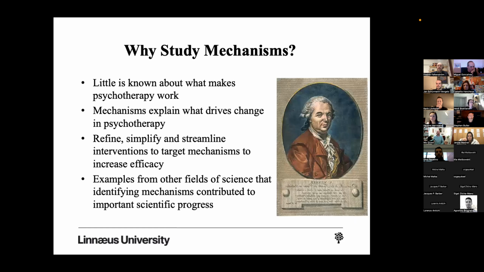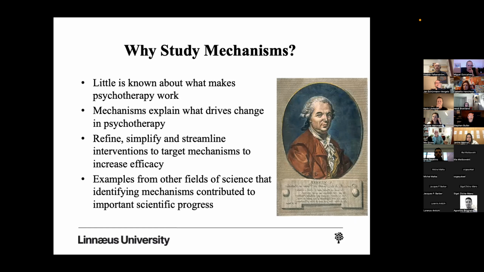We don't know that much about mechanisms from empirical research, that is. I mean, we have all these very elaborate theories of mechanisms. All our psychotherapy theories have their own specifications of what the mechanisms of change are. But because we don't have that strong empirical evidence for it, it's an important task for us to study this.